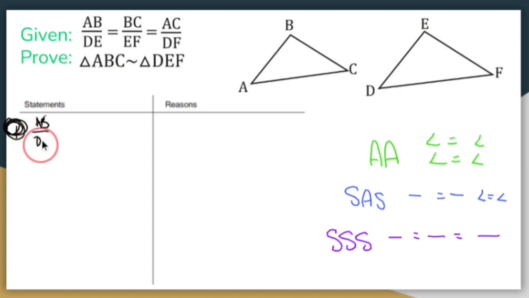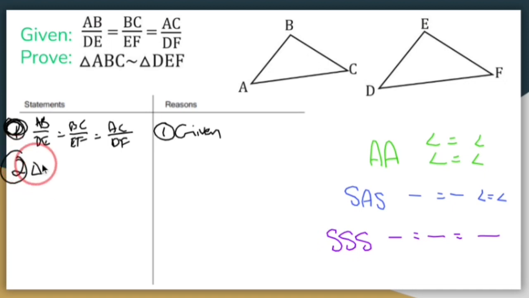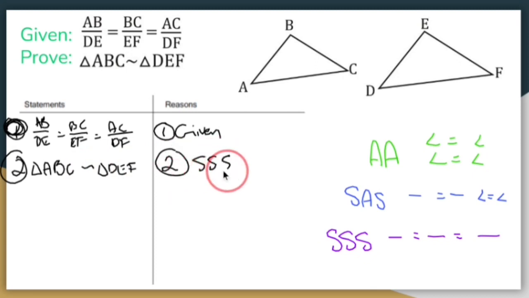AB over DE equals BC over EF equals AC over DF, given. Oh, look. These proportions equal that proportion, and we're done. ABC is similar to DEF. And that's using SSS. Very, very basic. Very, very easy. That's it. We're done.